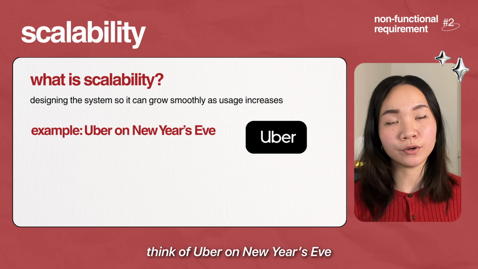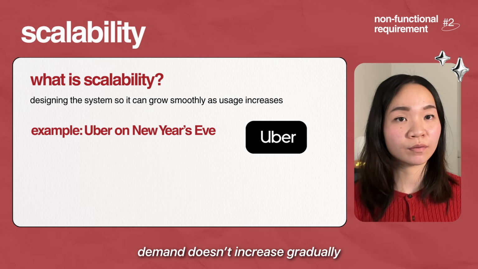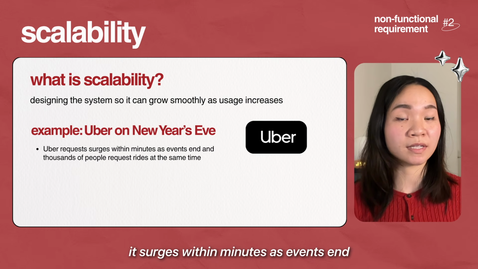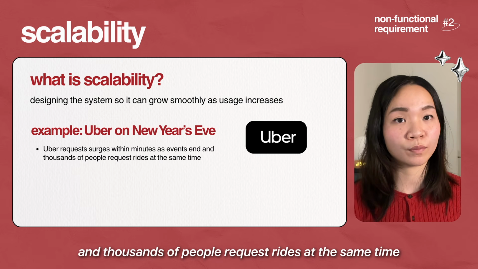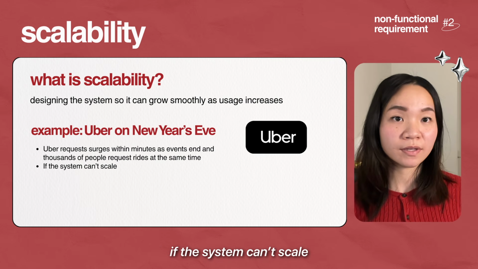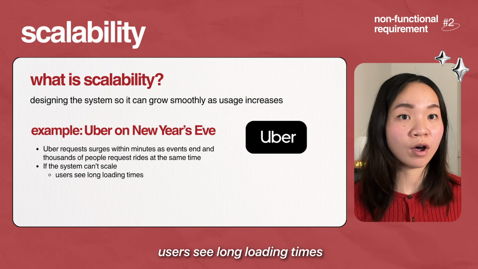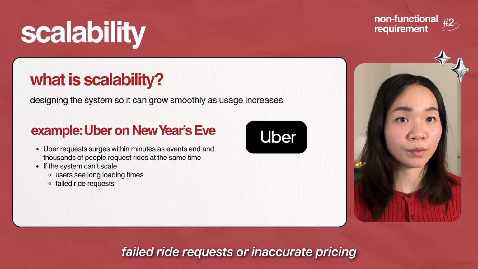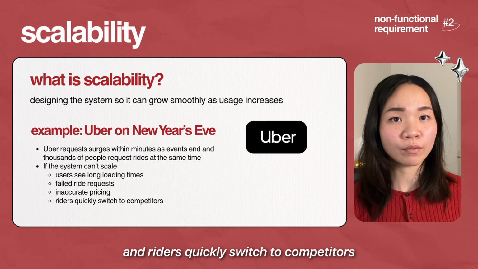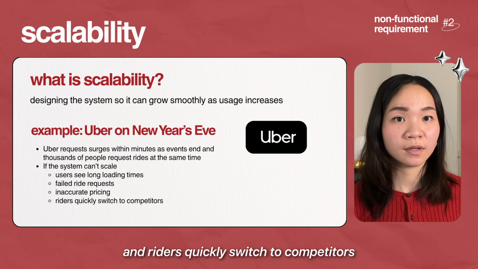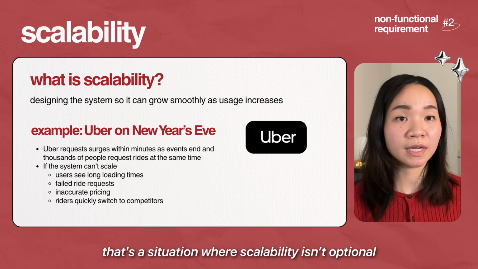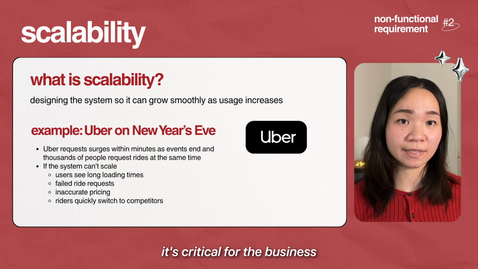Think of Uber on New Year's Eve. Demand doesn't increase gradually, it surges within minutes as events end and thousands of people request rides at the same time. If the system can't scale, users see long loading times, failed ride requests, or inaccurate pricing, and riders quickly switch to competitors. That's a situation where scalability isn't optional, it's critical for the business.